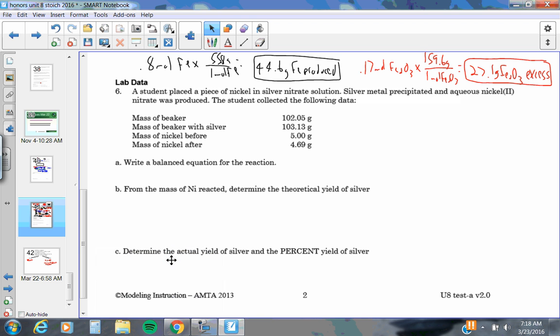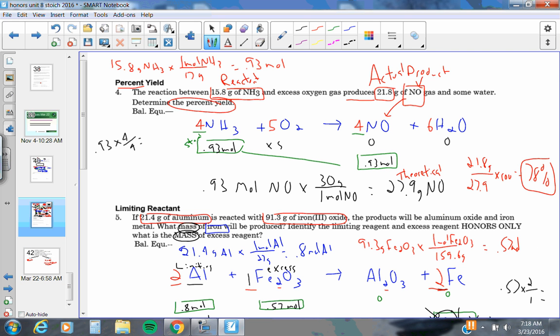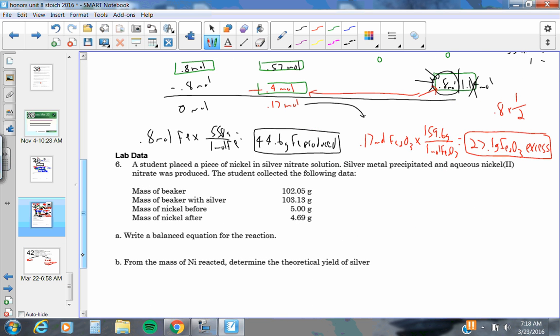A lab data problem is really just a percent yield problem with the numbers you needed having to be fleshed out a little bit by doing some subtracting, by analyzing what happened in the lab. We still follow the same basic process. I should start with write and balance the equation. I'm going to need to read about what they did: placed a piece of nickel in silver nitrate. So I got nickel plus silver nitrate, plus 1 minus 1, a match made in heaven.